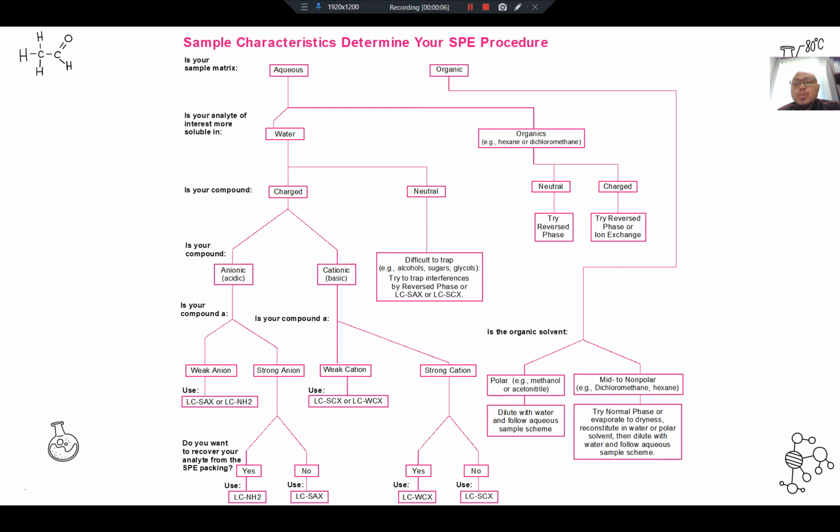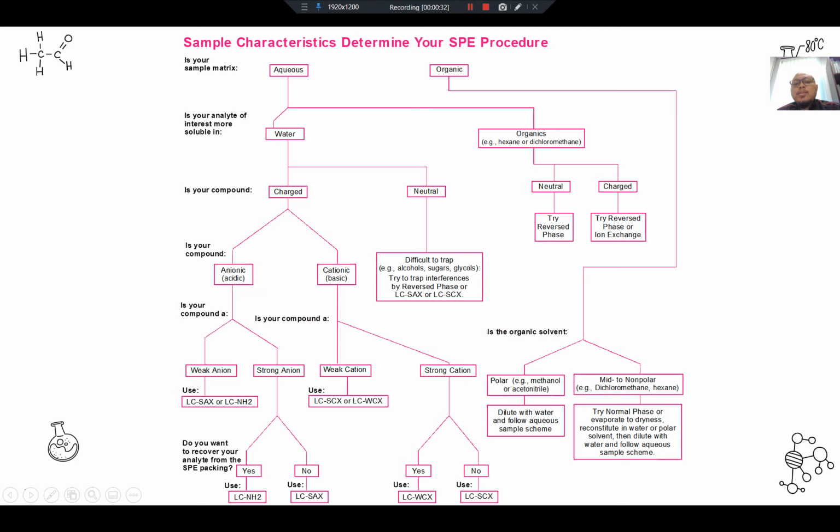Okay, ni lah antara contoh chart yang kita boleh ambil sebagai rujukan. Contohnya lah, is your sample matrix aqueous? Let's say saya nak analyse arsenic in water. Okay, so kat sini kita determine, saya nak analyse arsenic in water. Is our sample aqueous? Yes. Okay, so we go toward this.